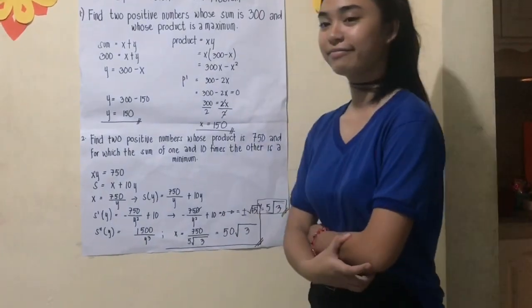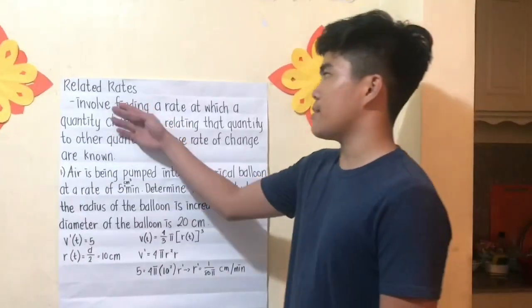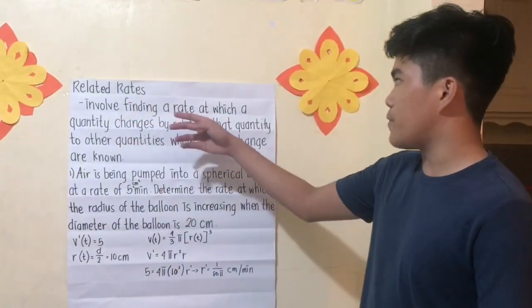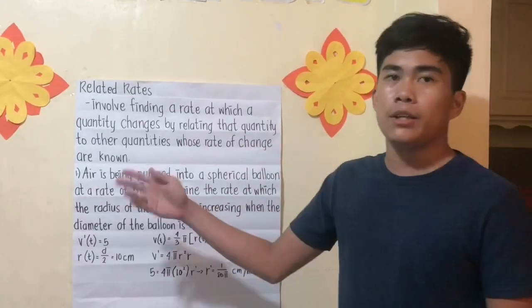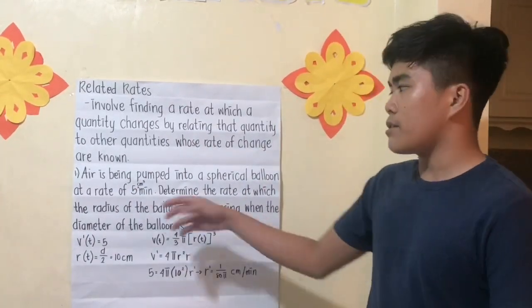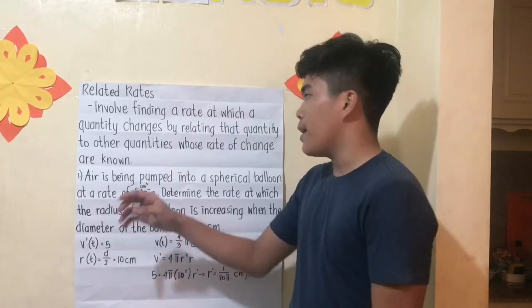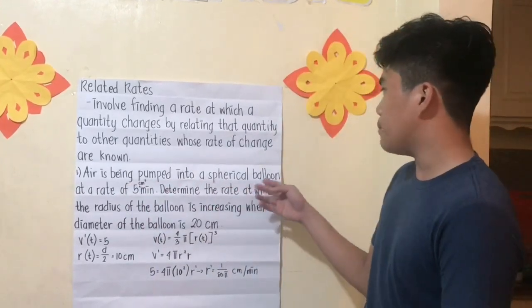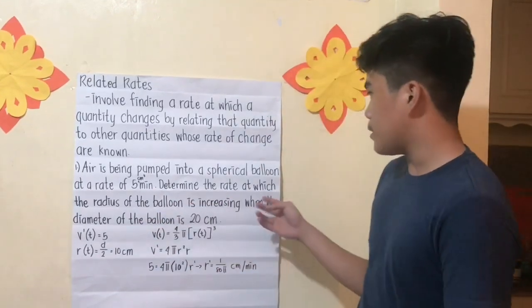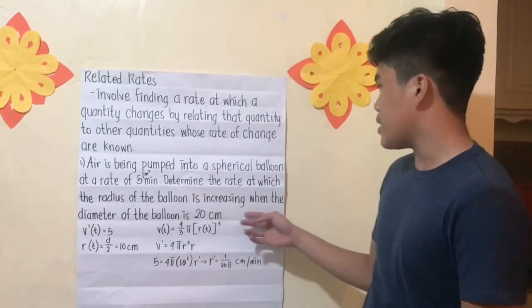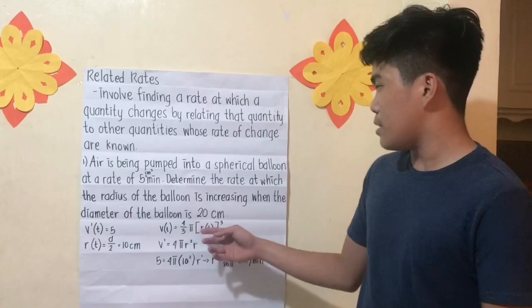That's all. So next is related rates. Related rates involves finding the rate at which a quantity changes by relating that quantity to other quantities whose rates of change are known. So problem number one: air is being pumped into a spherical balloon at a rate of 5 cm cubed per minute. Determine the rate at which the radius of the balloon is increasing when the diameter of the balloon is 20 cm.